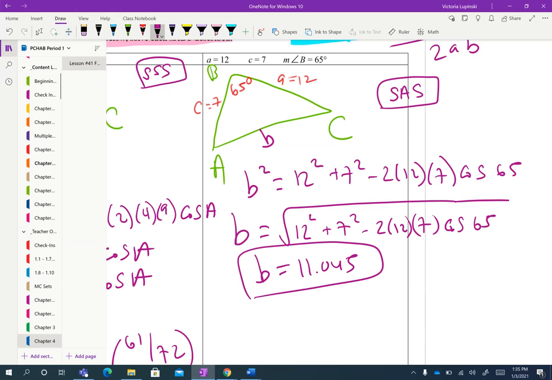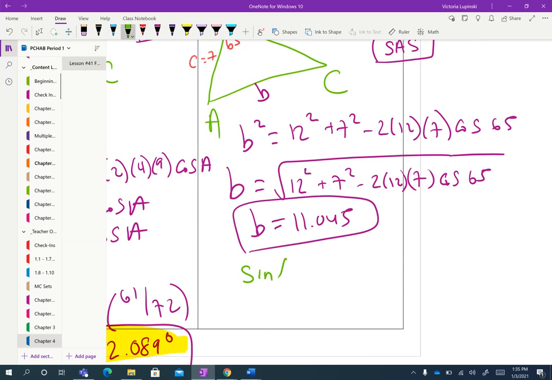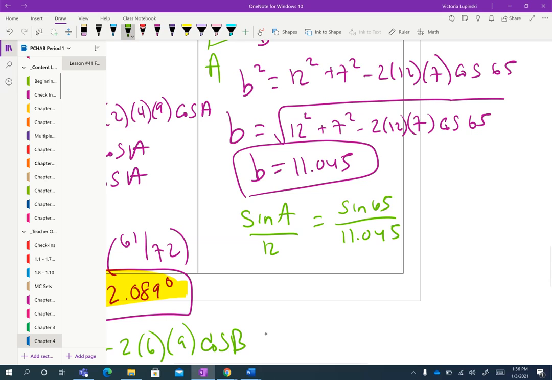So we're going to go ahead and solve for one of the missing angles. And again, let's just go alphabetically, so let's go for angle A. If we're going to switch it up to use the law of sines, then we can say that the sine of angle A over the length of side A, which is 12, is going to be equal to the sine of 65 over 11.045, which we just found. If you cross multiply and divide, you're going to get that the sine of A is equal to 12 sine of 65 divided by 11.045.